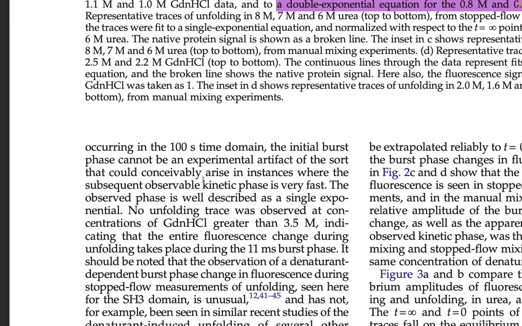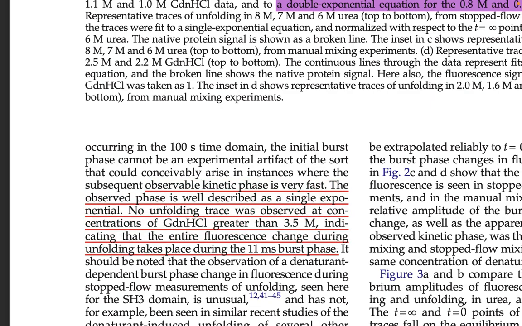The initial burst phase cannot be an experimental artifact of the sort that could conceivably arise in instances where the subsequent observable kinetic phase is very fast. Now the observed phase is well described by a single exponential equation. No unfolding trace was observed at concentrations of guanidinium hydrochloride greater than 3.5 molar, indicating that the entire fluorescence change during unfolding takes place during the 11 milliseconds of the burst phase.